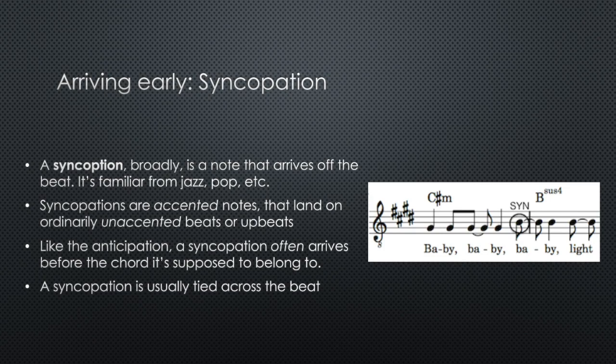A syncopation as an embellishing tone is specifically an accented note, since it gets emphasis, and it lands on an ordinarily unaccented beat. So here you see the circled note. That circled one is the syncopation that we're thinking about. Several of these are syncopated. The second and the third time you have the syllable "baby" are both syncopated, but only the circled one is a syncopation embellishing tone, because it's not in the chord. Just like the anticipation, it's pointing ahead to the chord that's about to arrive on the downbeat.